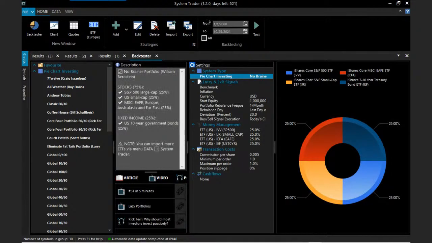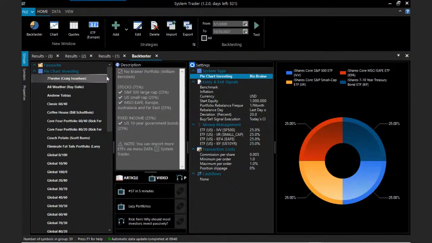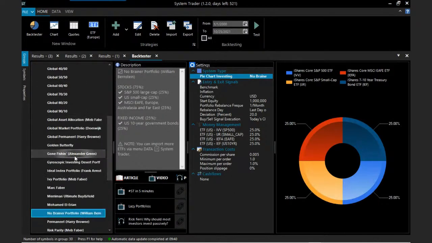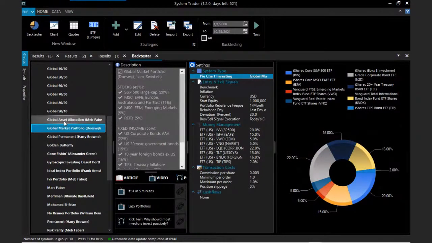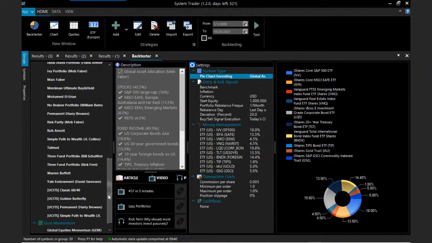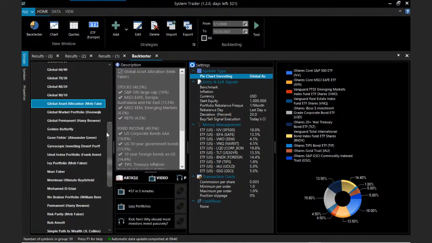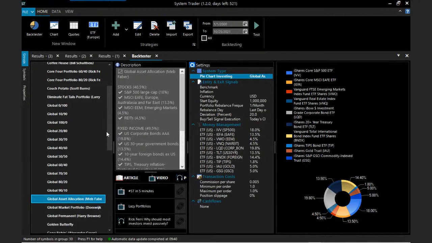By the way, this is my software, System Trader, and in that software you can find a lot of built-in portfolios, over 40 portfolios made by different investors, which you can run for even over 100 years. And there are also active strategies, which I'm not talking too much about today, like Gary Antonacci's Global Equities Momentum and also Advanced Equity Momentum. So basically, this is software where you can not only use the strategies you have here, but you also can build your own and adjust them to your needs.